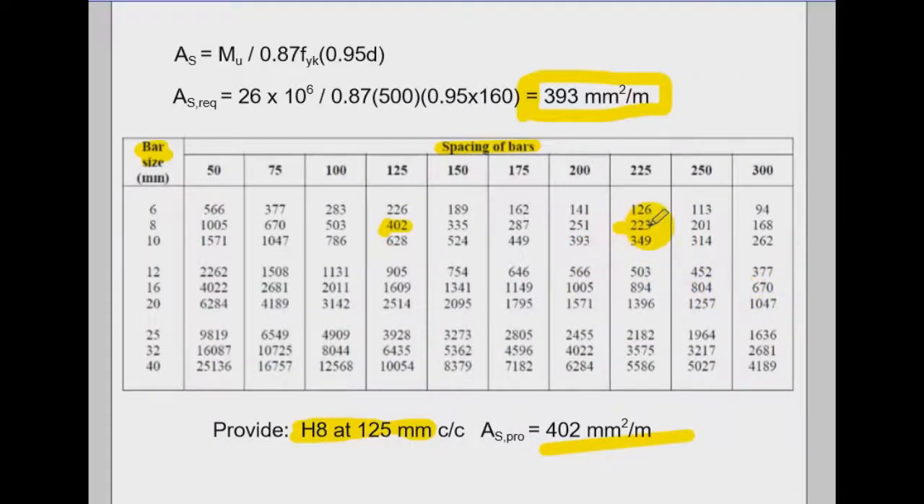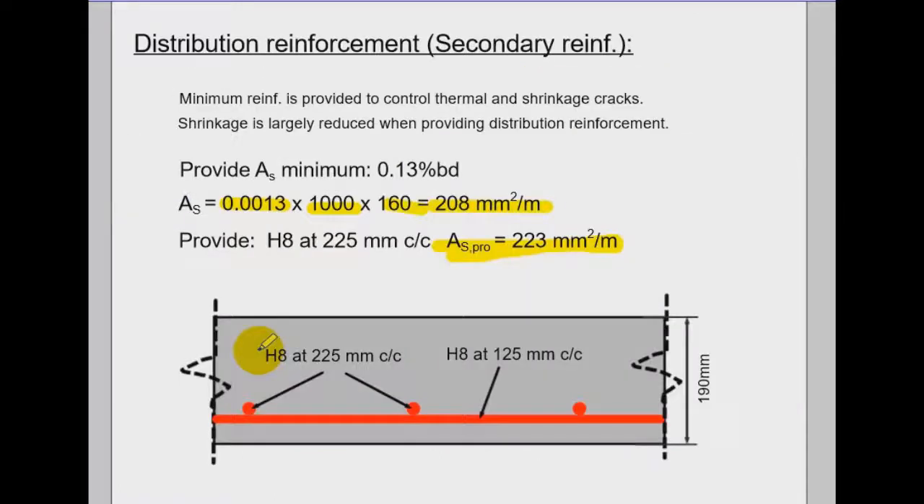So it is this one here. Again, remember, you just go for the same diameter. You don't really have to go for the lower or bigger diameters. Just take the same one. So we provide this area of reinforcement for the secondary reinforcement.